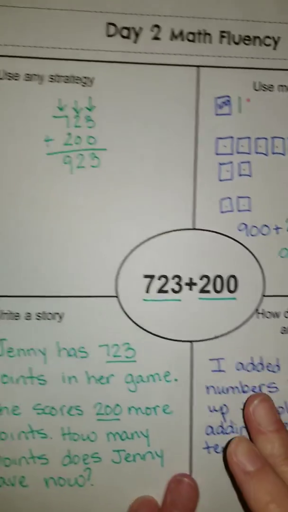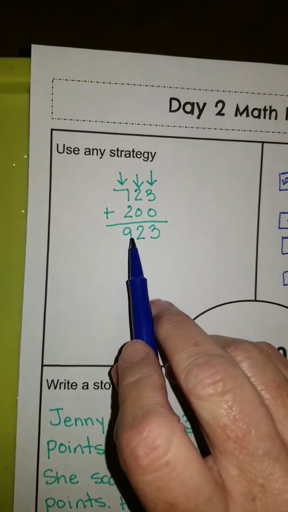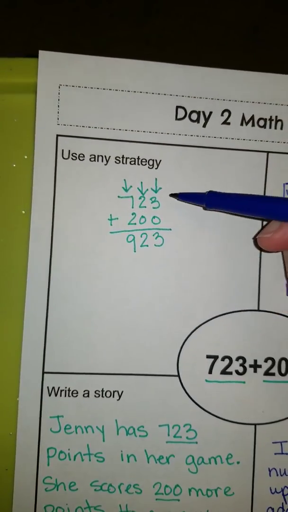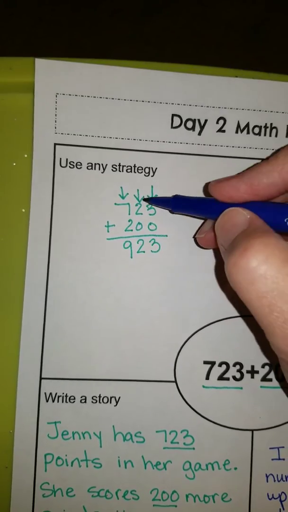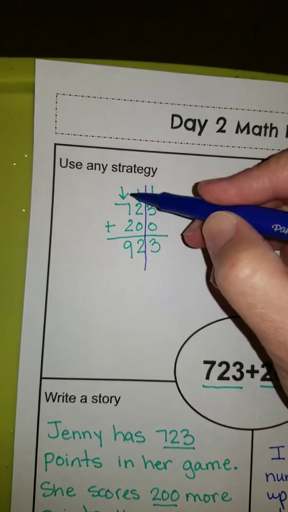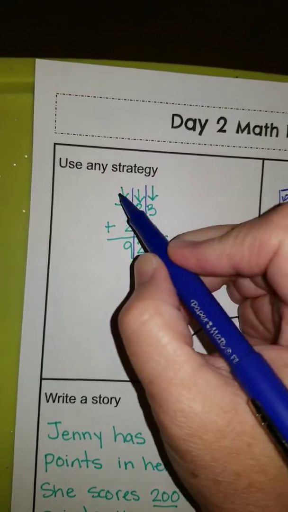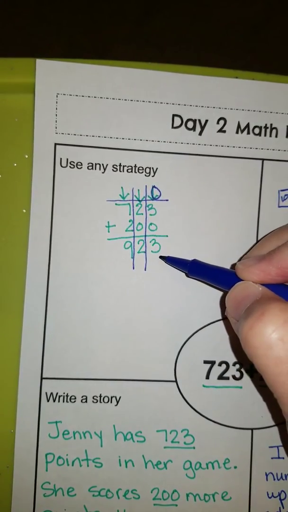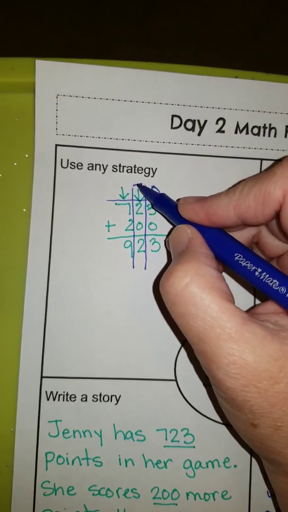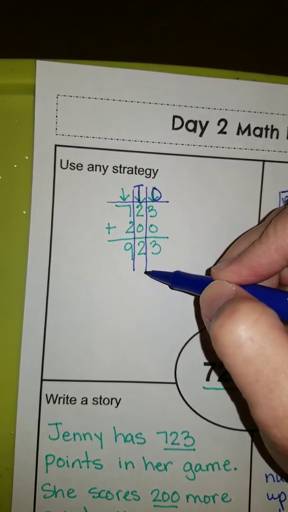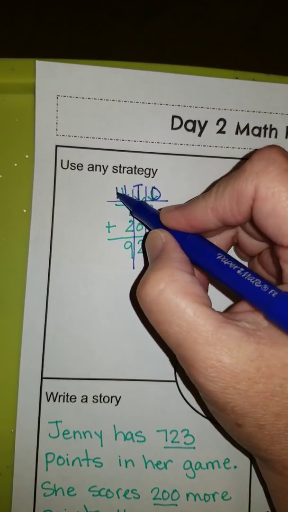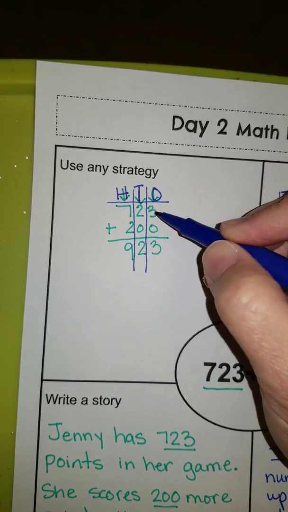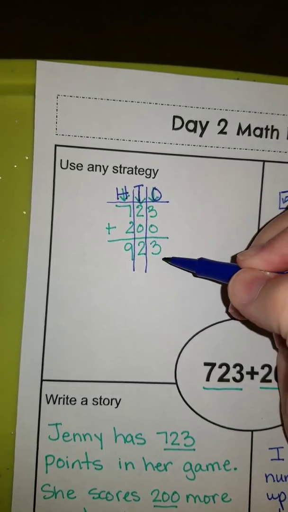And that's what I'm referring to over here. I added up the numbers by lining them up in place value form. If I draw my place value chart, here are my ones, and I added those together. Here are my tens, and I added those together. And here are my hundreds, and I added those together. So that's one way that I know that I'm correct.